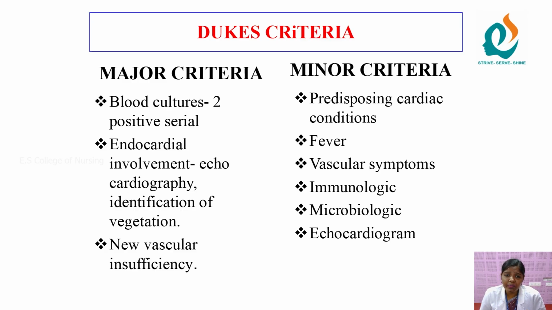According to the major criteria, there are two sets of positive blood cultures, endocardial involvement on echocardiography, identification of vegetations, and new valvular insufficiency. According to the minor criteria, there are predisposing cardiac conditions, fever, vascular symptoms, immunologic, microbiologic, and echocardiogram findings.